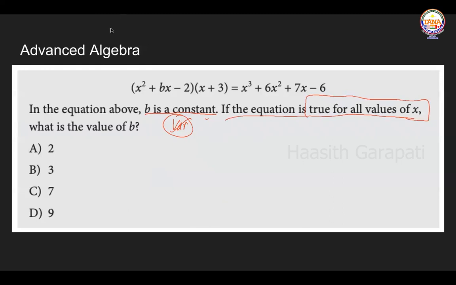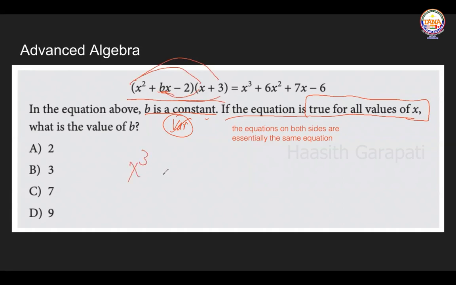Now remember, when they say true for all values of x, they basically mean the equations on both sides are essentially the same equation. So we need to make it so that the equations on both sides are the exact same equation. The value of b is stuck within here, so why don't we expand this equation? Just do the whole FOIL method. It's not that hard. Let's just go at it.